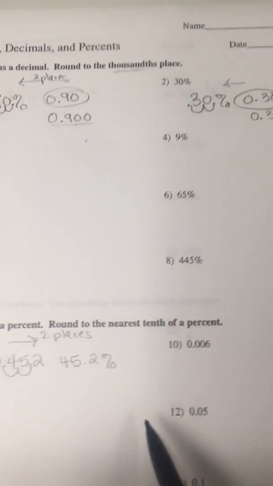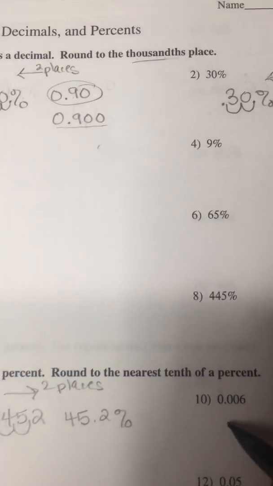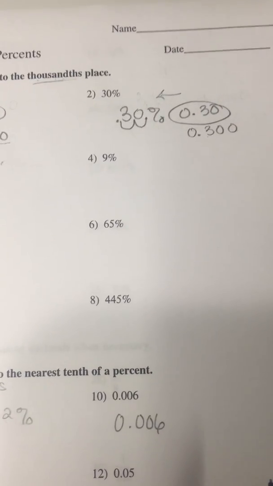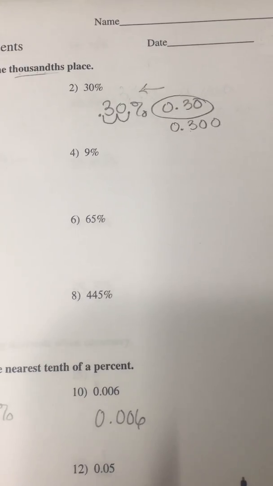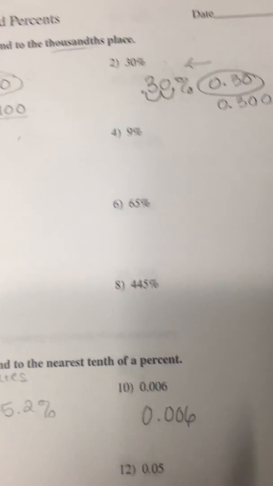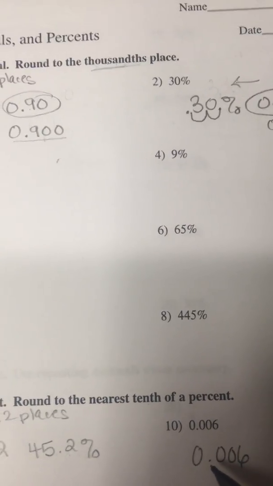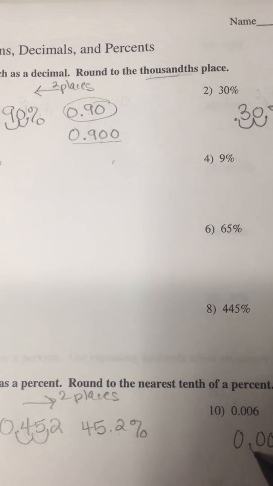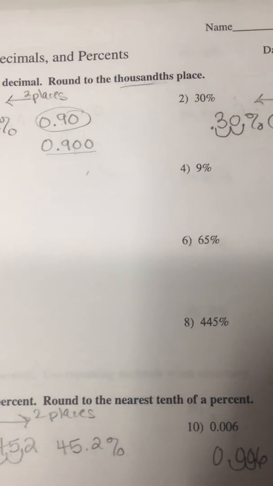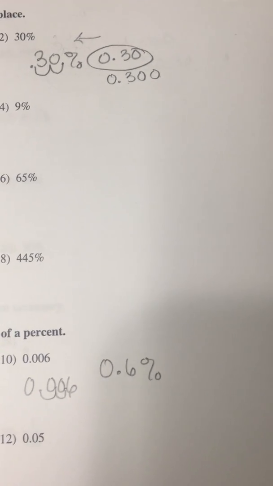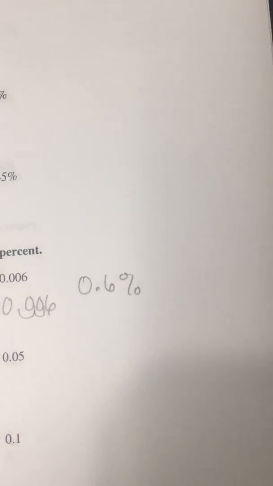Okay. For number 10, we have 0.006, and we will read that as 6 thousandths. 6 thousandths. Okay, we're going to move that decimal 2 places to the right. So that's 1, 2. So I'm in between the 0 and the 6. So you will write that as 0.6%. All right, to the tenths place. So if you've done that, you've done a wonderful job.